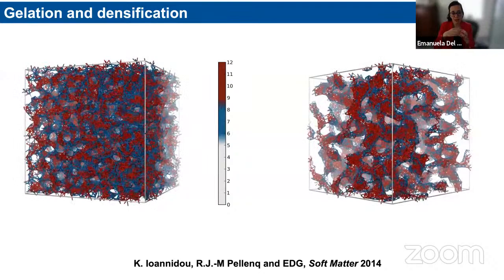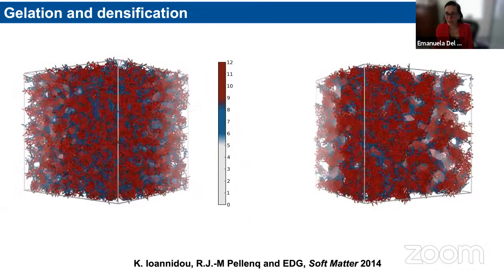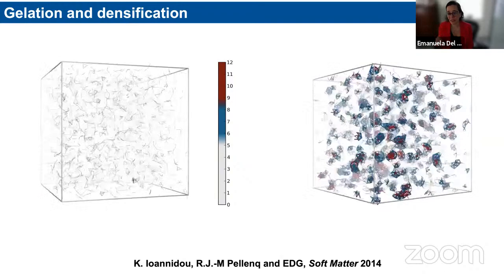On the right, you see the same type of simulation, and now it's done with the interactions that would correspond to later stages of hydration, where the surface charge density has increased and the repulsive shoulder, the intermediate range of repulsion between the nanoparticles, has nearly disappeared.